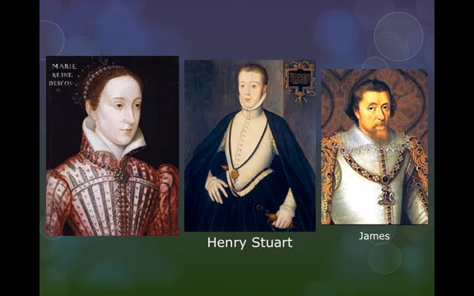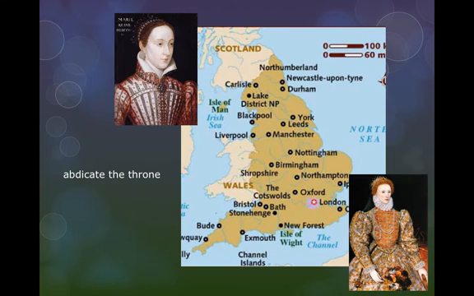Abdicate is spelled... abdicate the throne. And so she flees Scotland for England to ask Elizabeth for help. Since Elizabeth was one of her closest relatives, she decides, all right, I've got to get out of here. And so she goes to London to seek Elizabeth's protection.